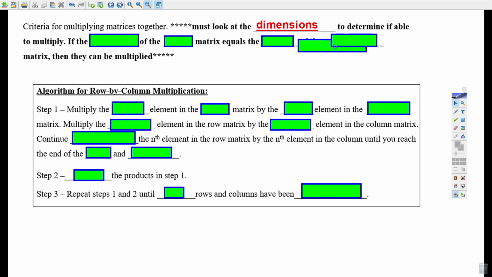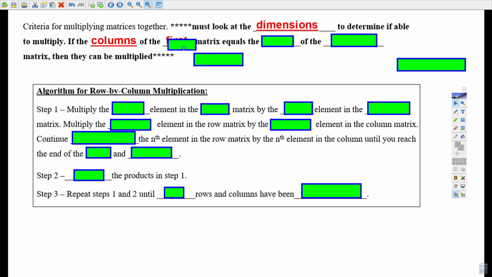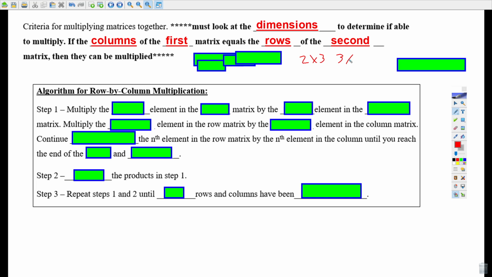So we have to look at the dimensions to determine if you're able to multiply. So what we're really looking at, those two middle numbers, we're looking at the columns of the first matrix. We're seeing if that equals the rows of the second matrix. I already pointed that out before. We had a 2 by 3 and I think a 3 by 2. We're looking at the columns of the first and the rows of the second. Because remember, it goes rows, columns, rows, columns.